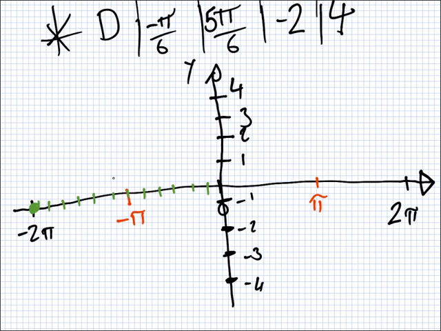Okay, so there's 2 pi. There's minus pi. 1, 2, 3, 4, 5, 6. 1, 2, 3, 4, 5, 6. So each one of those little pieces represents pi over 6. Okay? So there's 1 pi over 6, 2 pi over 6, 3 pi over 6, 4 pi over 6, 5 pi over 6 is there. I need that one because that's this fella, isn't it?